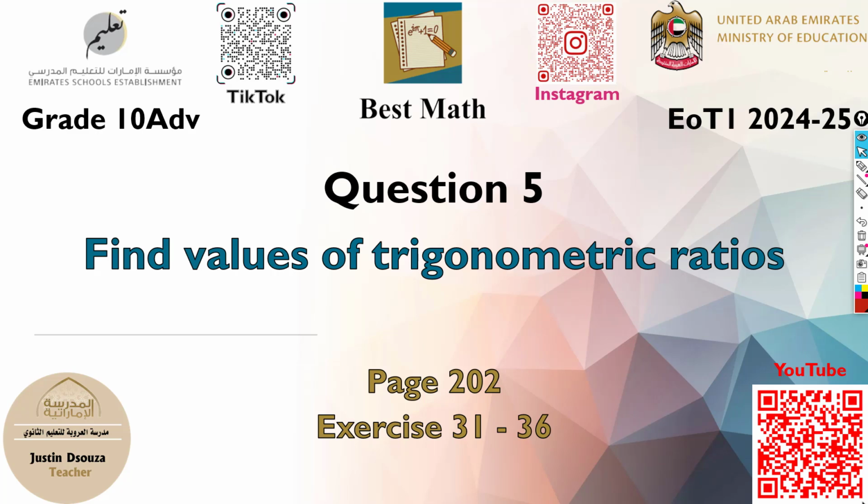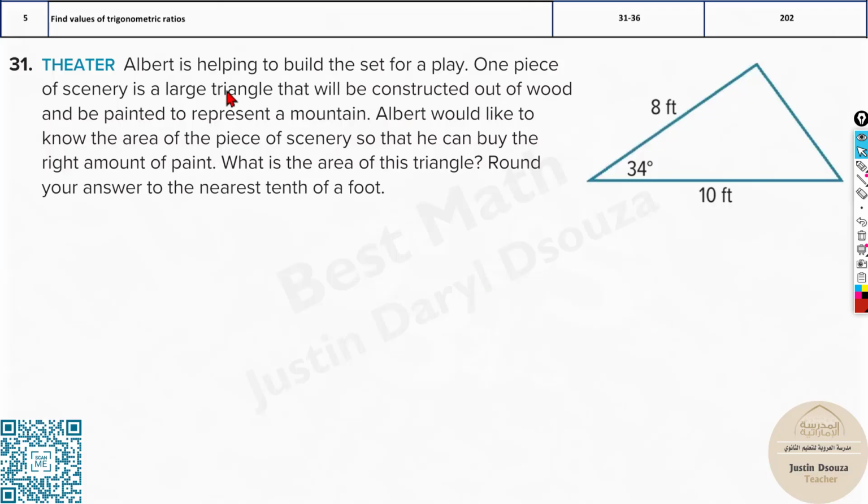We move on to the last question in the writing part. This is about application of trigonometry in real life. Here we have a real life situation in theater: Albert is helping to build a set for a play. One piece of scenery is a large triangle that will be constructed out of wood and be painted to represent a mountain.